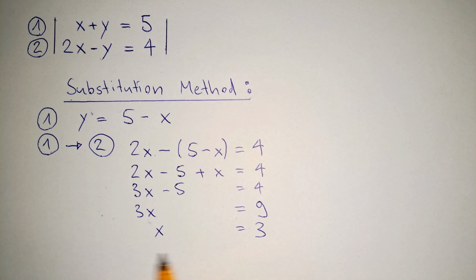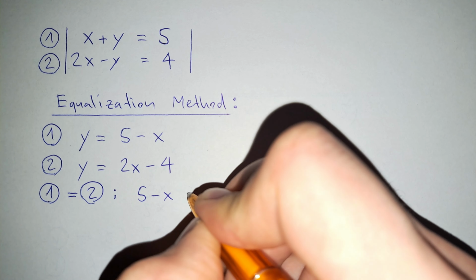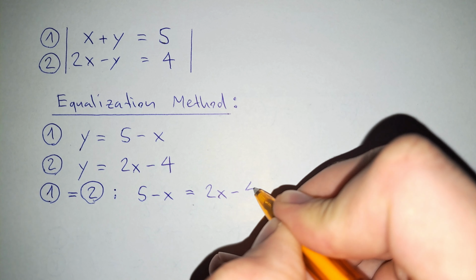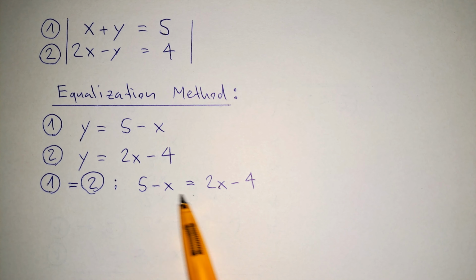For the first equation, we once again get y is equal to 5 minus x, and for the second equation, we get y is equal to 2x minus 4. Now we can set the two expressions for y equal, so 5 minus x is equal to 2x minus 4. And again, we want to solve for x. We can add x on both sides, and we can add 4 on both sides, and we get 9 is equal to 3x. Now we divide by 3, and again, x is equal to 3.